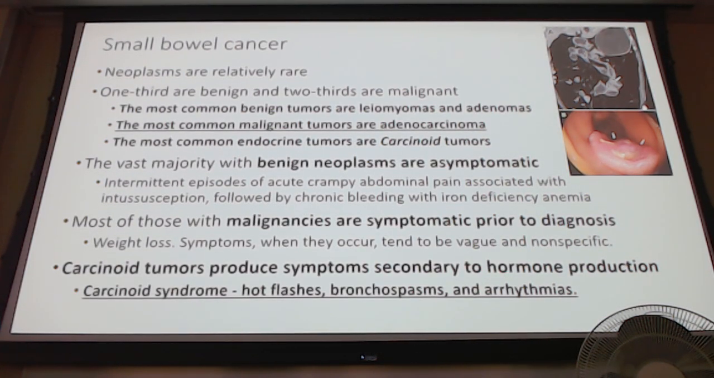Okay, small bowel cancers, relatively rare. If they're benign, they're mainly leiomyomas or adenomas. The most common malignant tumor is adenocarcinoma. If it's an endocrine type tumor, it's a carcinoid tumor. Most benign tumors will be asymptomatic. Malignancies will be symptomatic prior to diagnosis. If it's a carcinoid tumor, you may actually see carcinoid syndrome: hot flashes, bronchospasm, and arrhythmias.